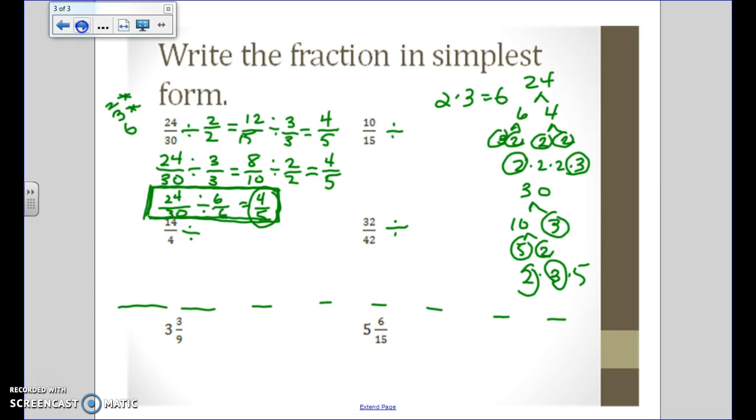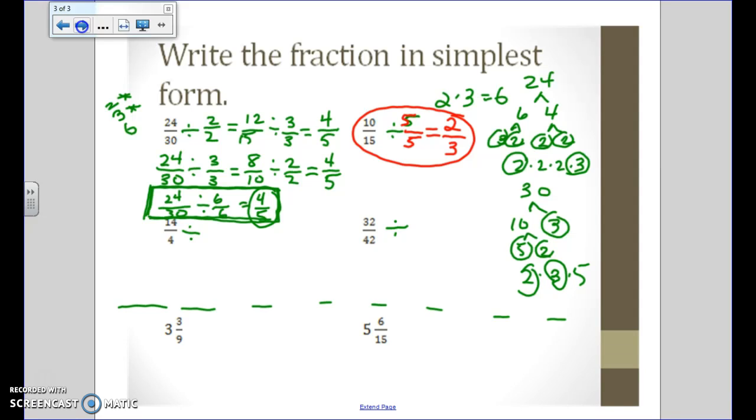When I look at 10 and 15, what sticks out to me is that they both share a 5 in common because the top number ends in a 0 and the bottom number ends in a 5. It sticks out to me immediately because I'm a math teacher that 5 goes evenly into both of them. 10 divided by 5 is 2. 15 divided by 5 is 3. And in this case, there's only one division to do to get it to simplest form. There are no common factors besides 1 between 2 and 3.